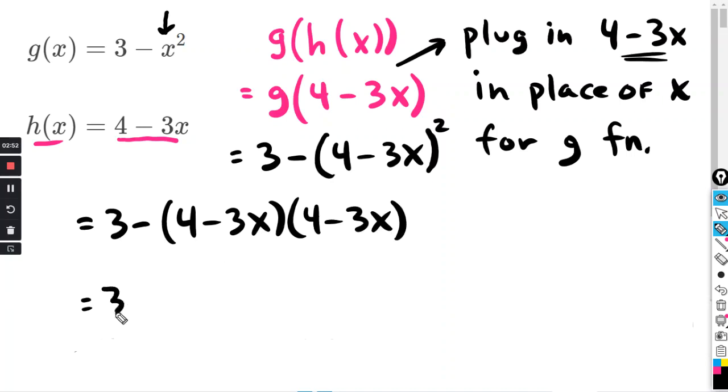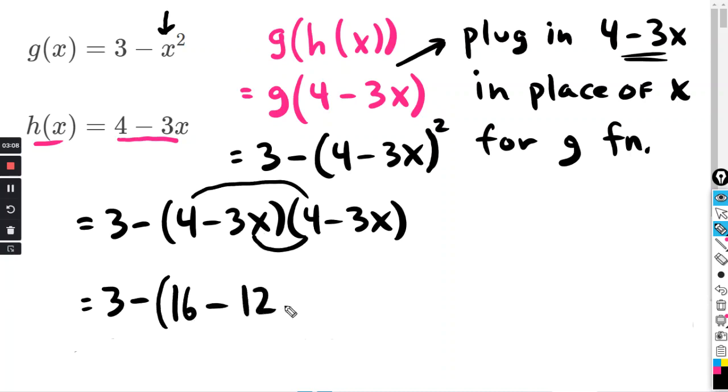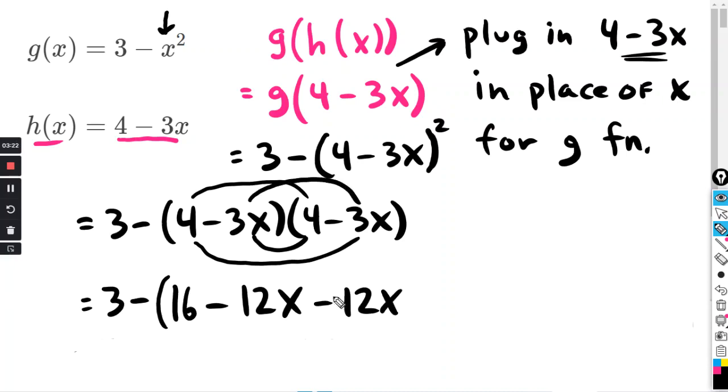Okay, so we have 3 minus, and I'm going to do this whole thing in parentheses. Okay, first is going to be 4 times 4, that's 16. Inner is going to be negative 3x times 4, so that's negative 12x. Outer is going to be 4 times negative 3x, that's also negative 12x. And last is going to be negative 3x times negative 3x. Negative 3 times negative 3 is positive 9. And x times x is x squared.